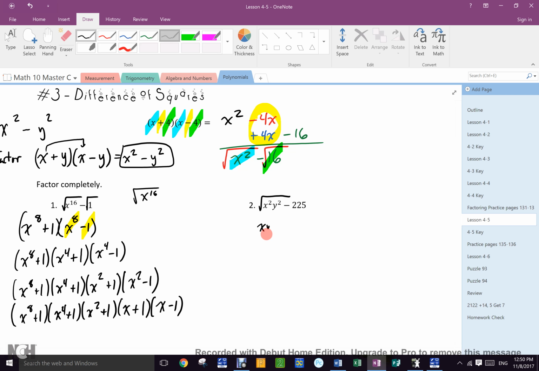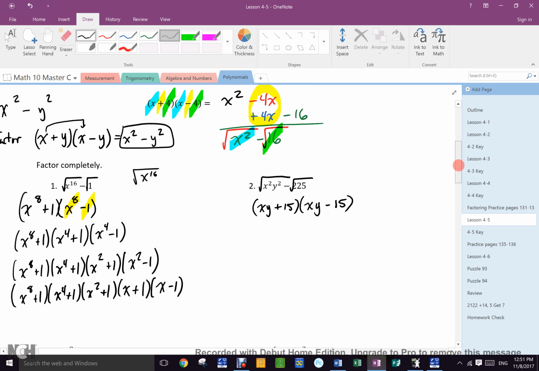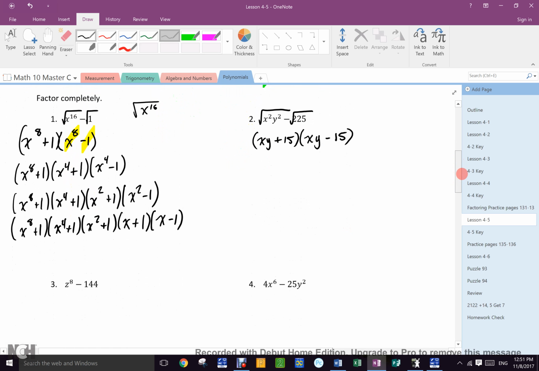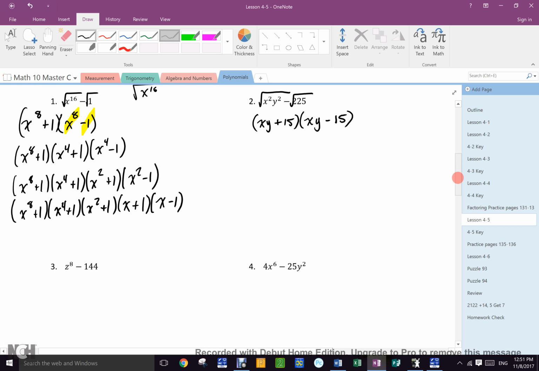15. So I write the square root of the first one, xy, plus the square root of the second one, which is what? And then what do I do? The same, but with the minus sign. Any problem? It's pretty easy, isn't it? How does number 3 differ from number 2? It's a little like number 1, isn't it? So can I take the square root of z to the 8? What is it?